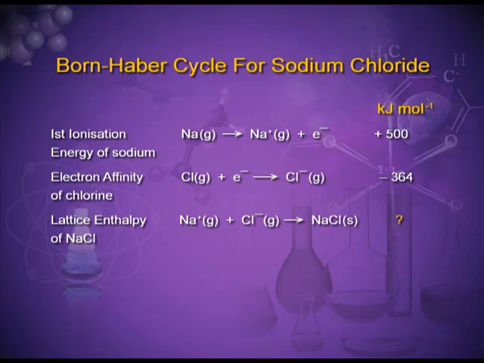Electron affinity of chlorine. Chlorine in the gaseous state plus one electron gives chloride ion in the gaseous state.